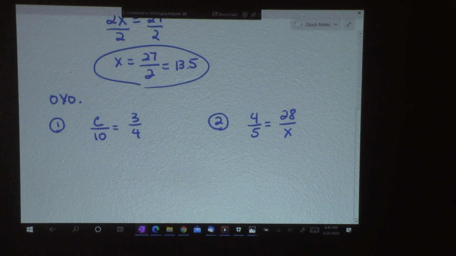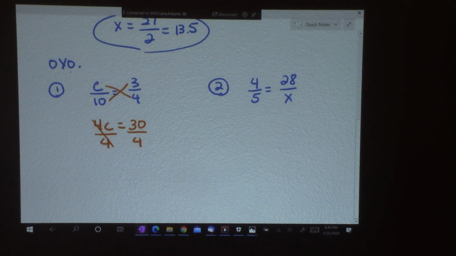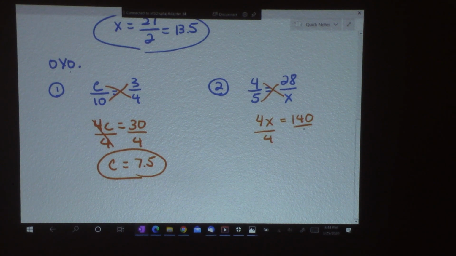Okay, if you did those 2 problems, we're going to cross multiply. So I get c times 4 is 4c, and 10 times 3 is 30. So I have 30 divided by 4, which is 7.5. There's the first answer. Over here, I cross multiply and get 4x, and then 5 times 28 is 140. So I divide by 4 and I get 35.